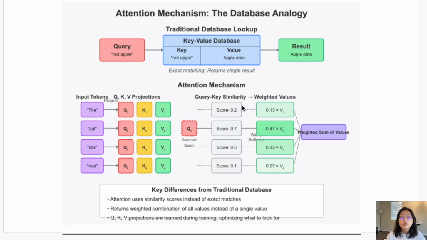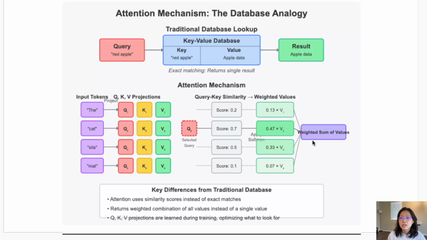This query vector will calculate how similar it is to every key vector by taking the dot product, and then after scaling the scores and applying softmax, we get the attention weights. And we aggregate the attention weights with the values. Now we get the attention results.